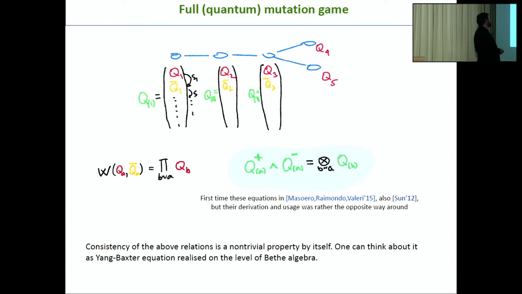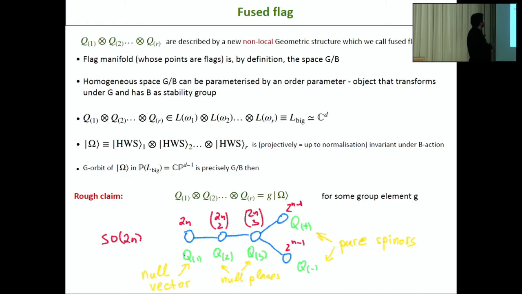Moreover, these equations are good, but we found much more relations, and we found a geometric meaning of this. The fact that these Q functions describe something which is called a fused flag. So what is it? By definition, a flag, not a fused flag, is a homogeneous space of a complex Lie group G by a complex Borel subgroup. It's just a definition in the mathematical literature. It has a nice geometrical interpretation, but it's just a definition. So how can we parameterize homogeneous spaces?